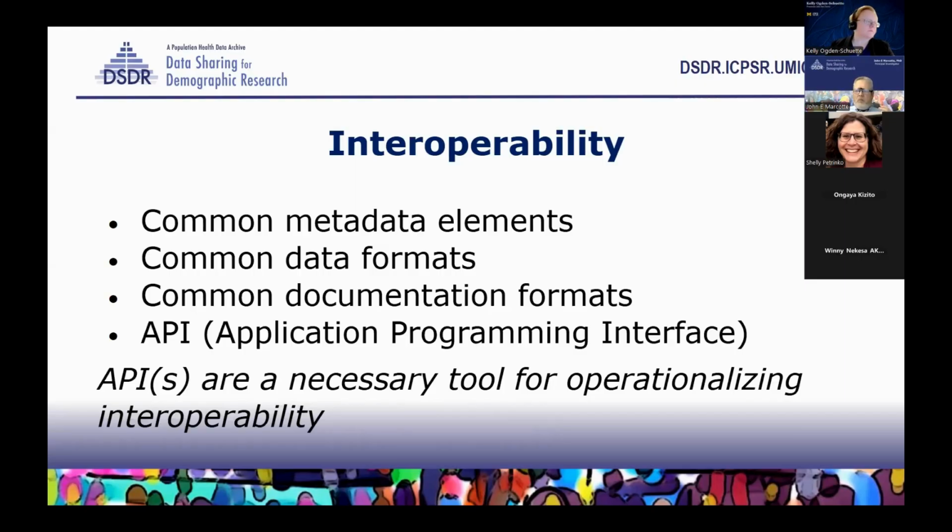But there's something else that's important here that is a growing need, which is API, an application programming interface. APIs are a necessary tool for operationalizing interoperability. It is the key to how catalogs can communicate with each other. So it's important not only for ICPSR catalogs to be able to reference other catalogs of data we don't host, but it's important for other catalogs to be able to reference data that we host, because that's how you make it as discoverable as possible. And that's very important.